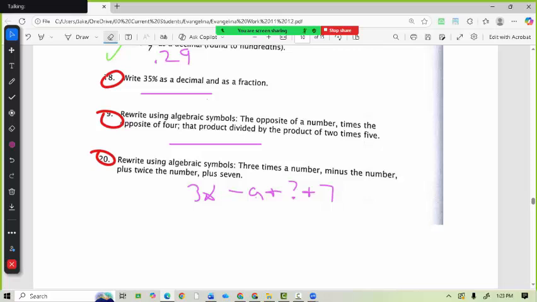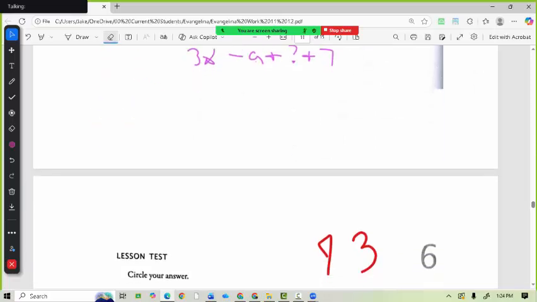For number 9, remember we're going to use n for the number. So the opposite of a number, we're going to write like negative, because that means opposite, negative n, times the opposite of 4. So negative 4 times negative n. That product divided by the product of 2 times 5. So just work that out by giving the number the variable n and try to write that out. Use the answer key to help you as you need to. Same thing for number 20.